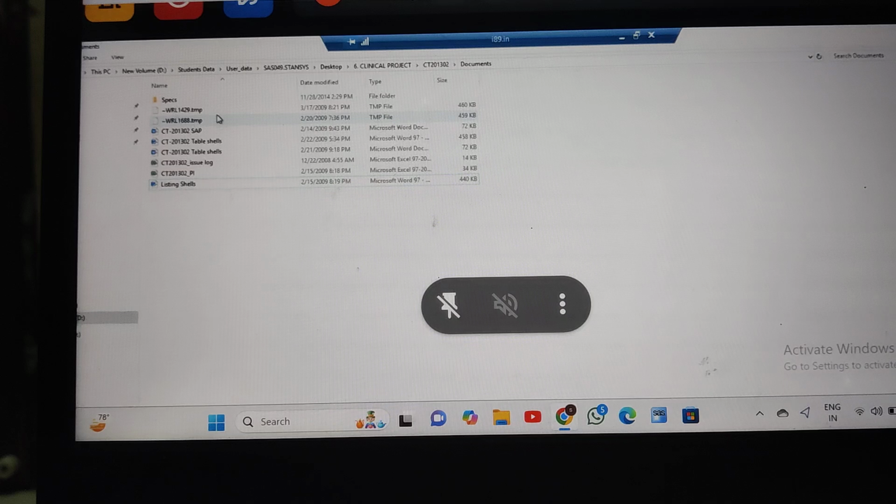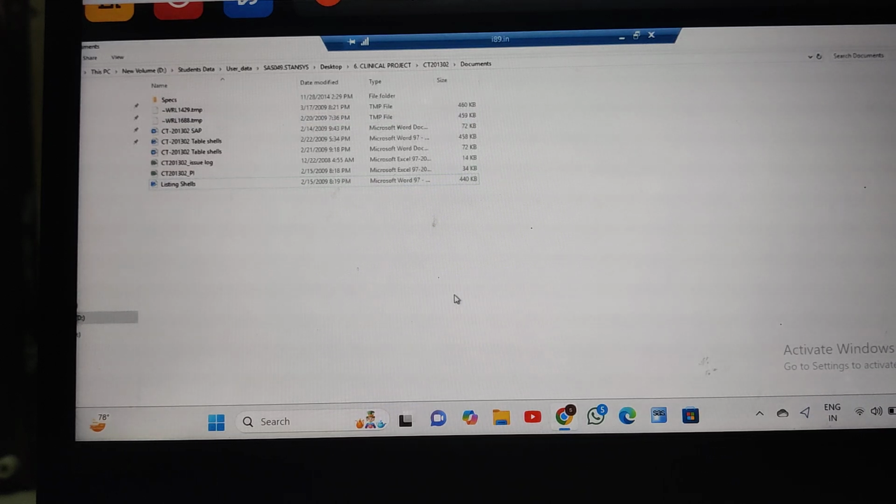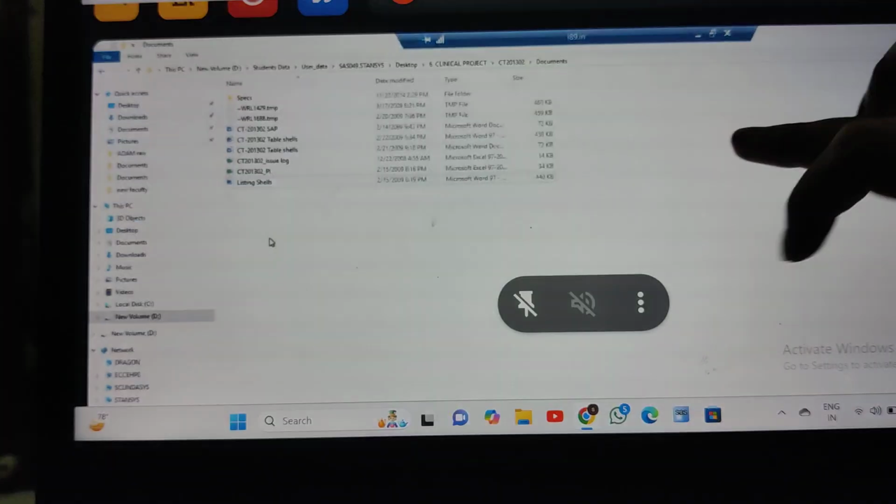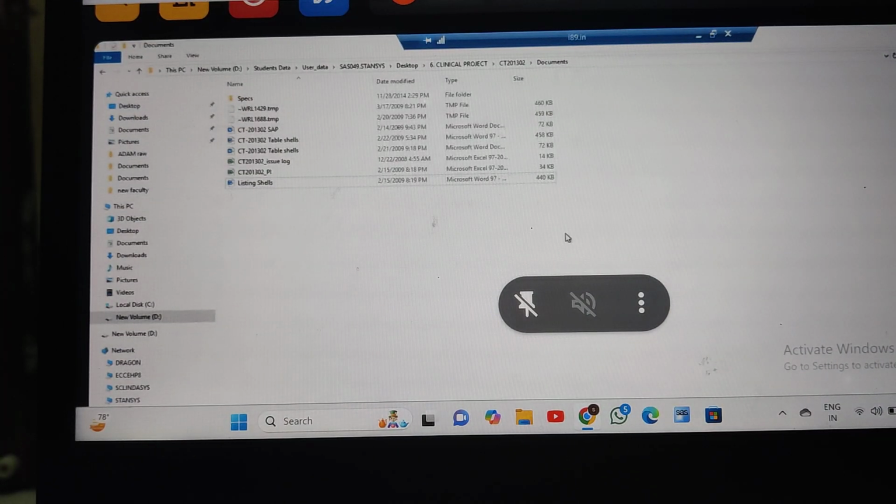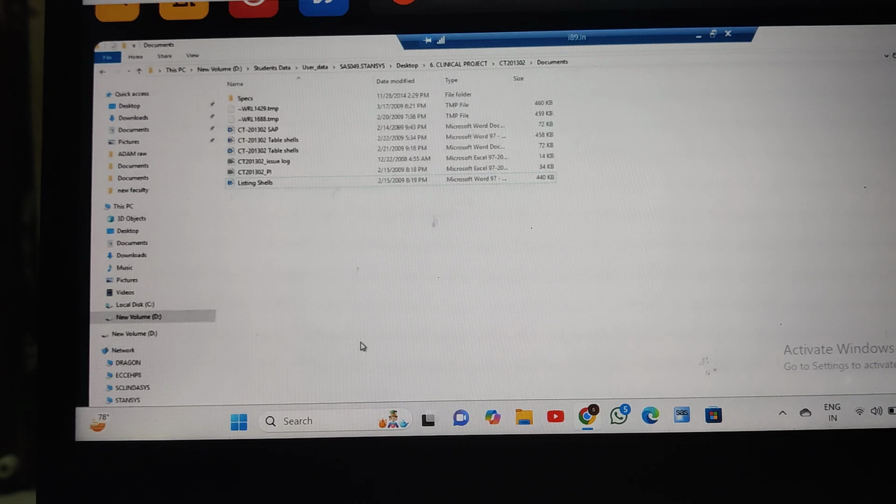I think we don't have any figures in this study. Okay, so the figures depend on the study. A few studies will have figures, and a few studies will not. Okay, so that's it for the tables and listing shells. Are there any questions so far?